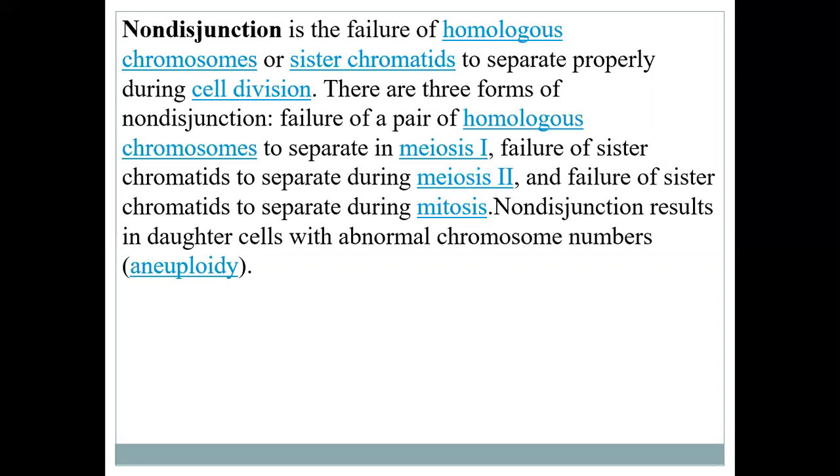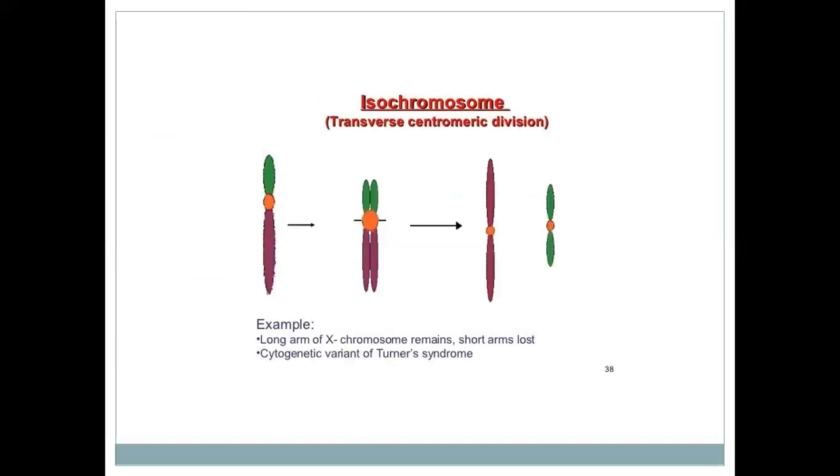I already described those things: non-disjunction, anaphase lag. Now isochromosome. What do you mean by isochromosome? We know that in a chromosome, two short arms and two long arms are present, attached by the centromere, with an equal distribution of short arm and long arm. Here we are showing the haploid number of chromosomes with short arm and long arm, and here the diploid number of chromosomes with short arm and long arm.